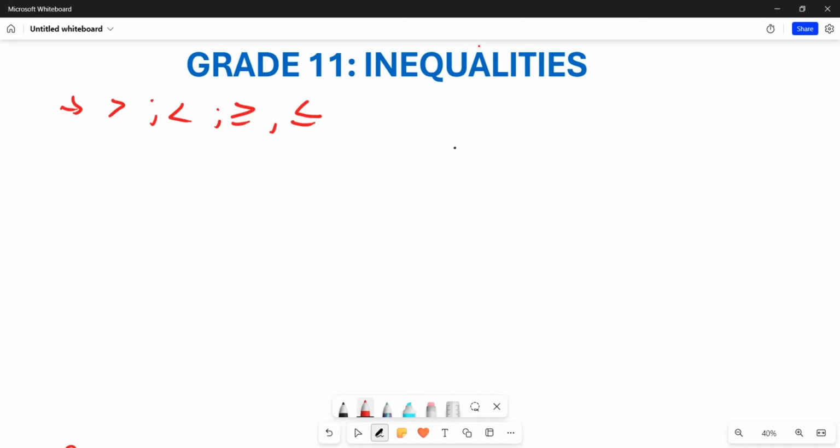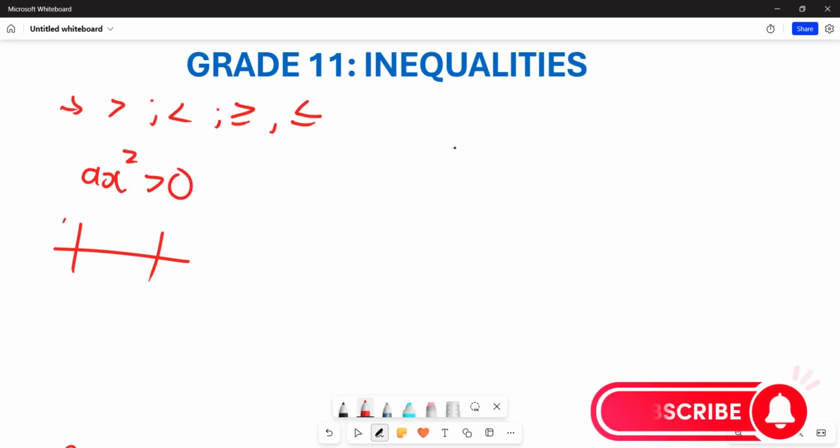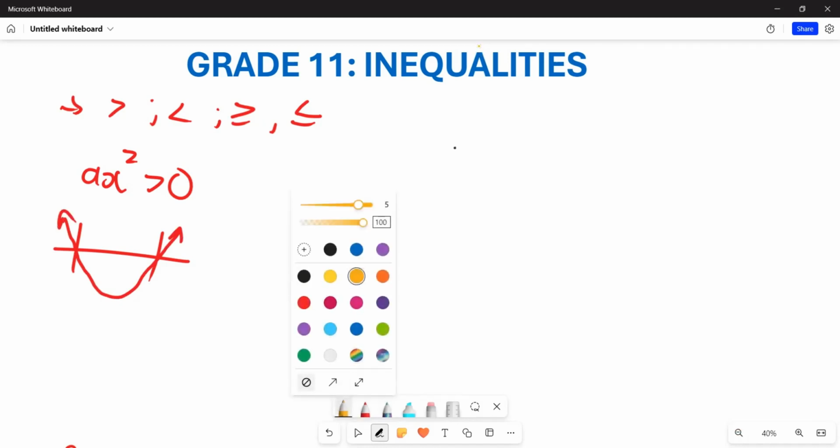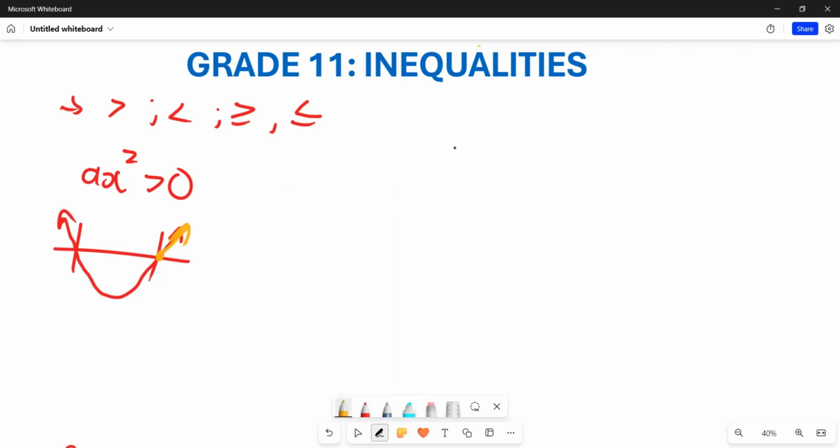Now, conceptually, let's say I give you this. For an example, you have ax squared greater than 0. If we represent this in terms of our diagram, anything greater than 0 means your graph is going to be concave up. Any values greater than 0 will start from here and move in this direction, starting from here, moving in this direction. So what does this mean?